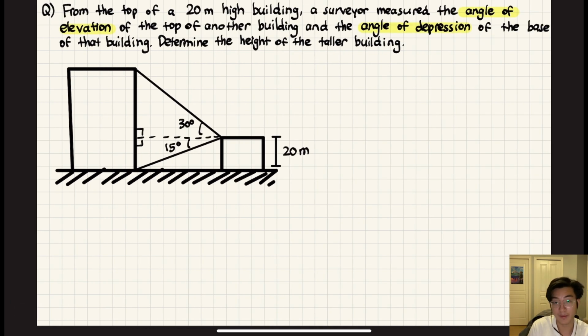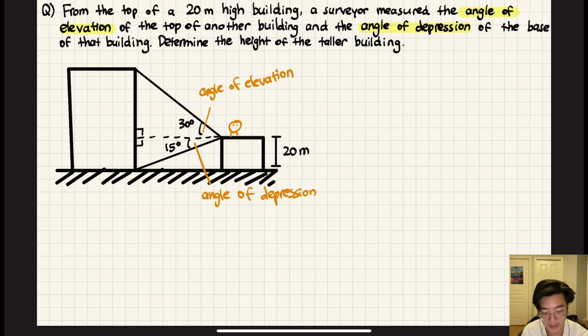Here's a word problem for us. From the top of a 20 meter building, so we are right here, a surveyor found the angle of elevation, this right here, to the top of the other building is 30 degrees. And the angle of depression, which is this angle right there, to the foot of the building is 15 degrees. We want to find the height of this building right here.